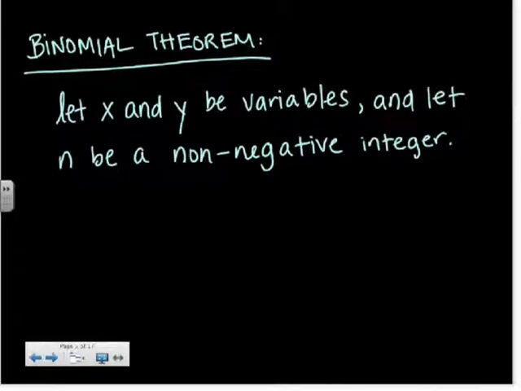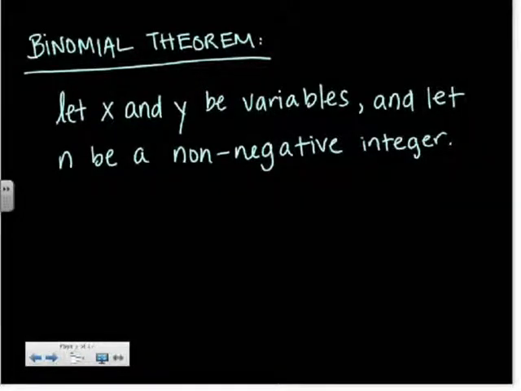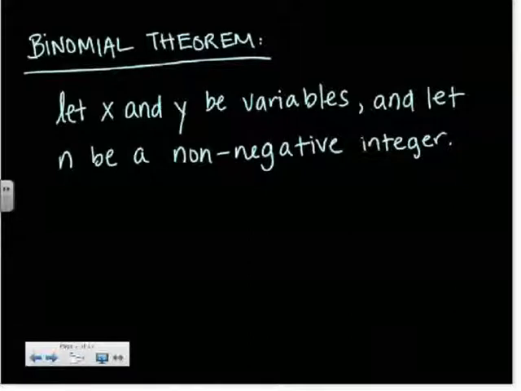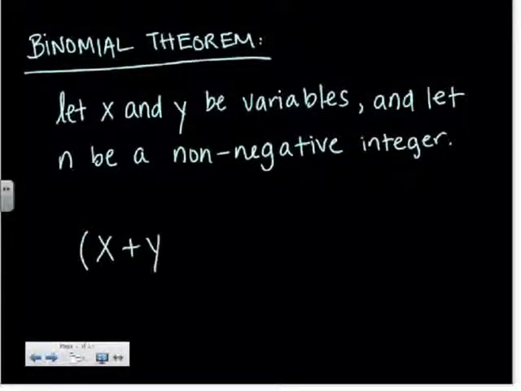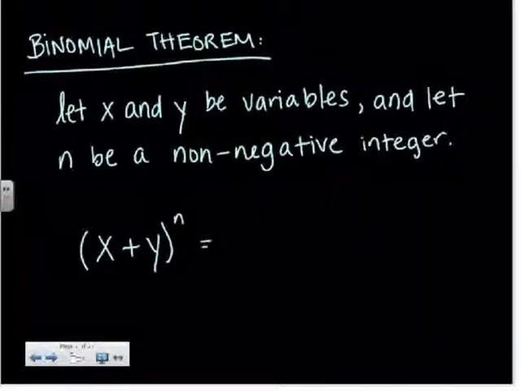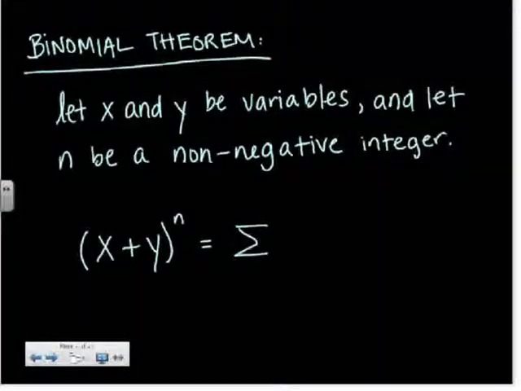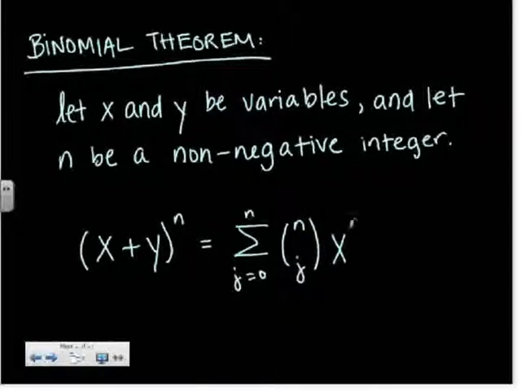This then leads us back to the binomial theorem. Let x and y be variables, and let n be a non-negative integer. Then we have the quantity x plus y to the n is equivalent to the sum from j equals 0 to n of n choose j times x to the n minus j times y to the j.